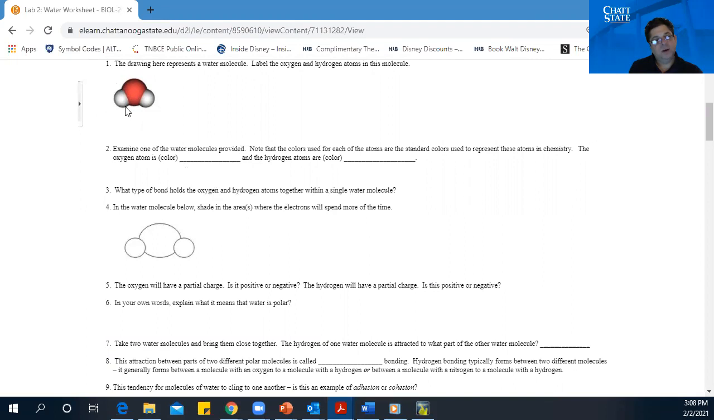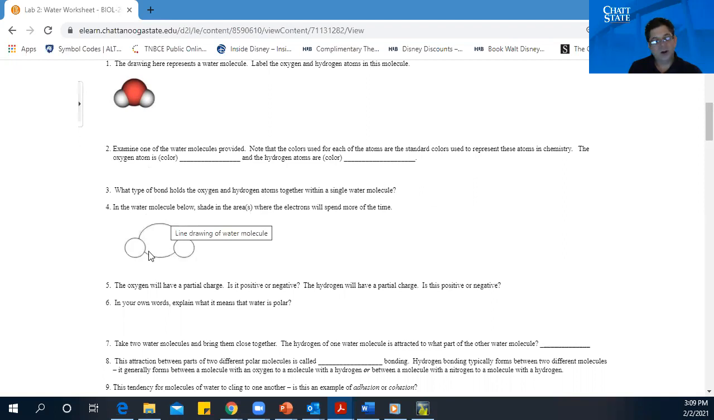Well, which atom is bigger, the oxygen or the hydrogens? The oxygen's bigger. Excellent. That's a great point because that's going to attract more electrons. The protons in the nucleus of oxygen are going to attract more electrons. So the answer to this is more electrons will spend most of their time here on this side of the molecule, on the top in this picture, whereas they'll spend less time on the bottom.